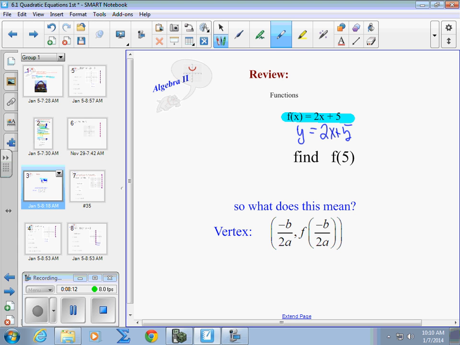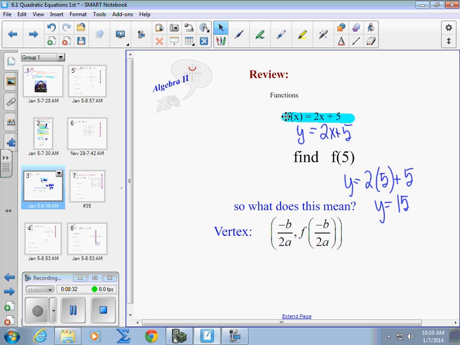And then we were given a problem like f of 5, and we were asked to find that. This is y equals 2 times 5 plus 5. So we would have found that y was equal to 15.